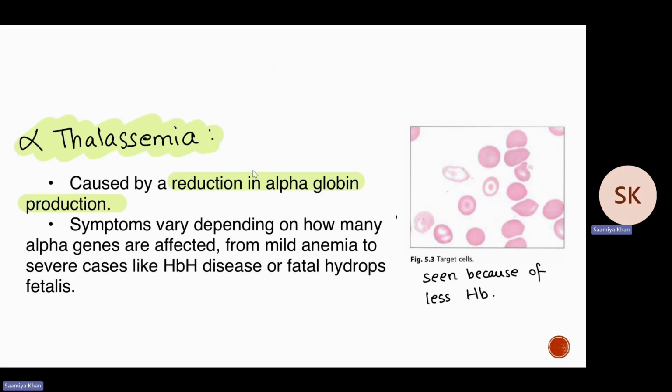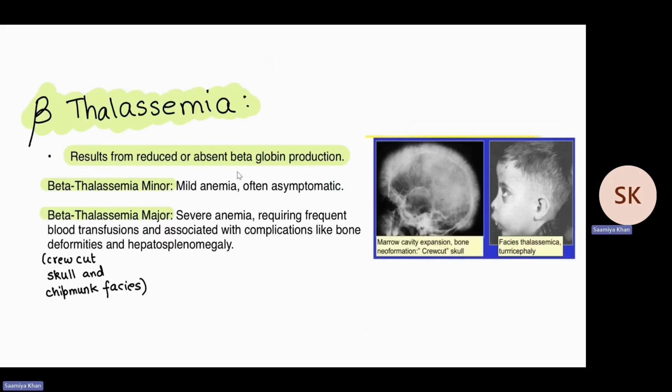And over here you can see target cells. That's because less hemoglobin is being produced. So that's why target cells are seen in alpha thalassemia. Next is beta thalassemia. As we discussed in sickle cell anemia about the chipmunk faces and the crooked skull appearance in the x-ray, the same we see in beta thalassemia. And there are two types of beta thalassemia, minor and major. Minor is usually mild anemia and major is severe anemia, and we have absent or reduced beta globin production.